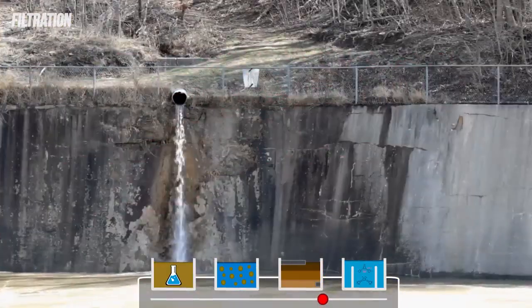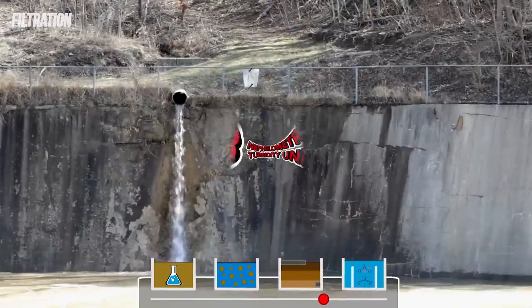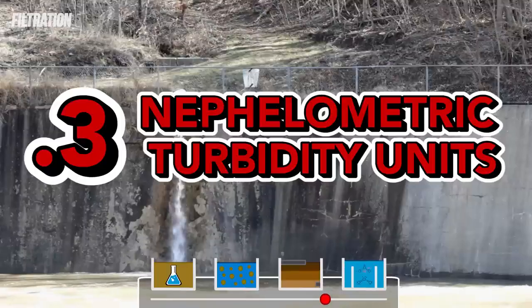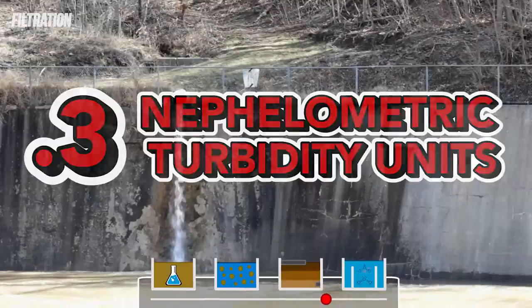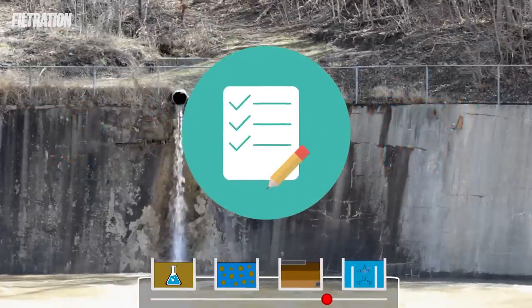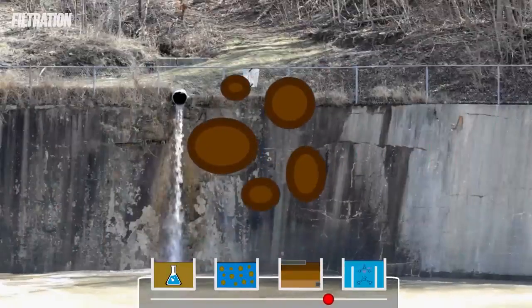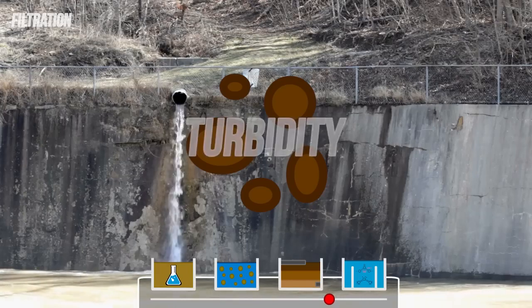Water flowing out of sand filters will need to have a clarity of around less than 0.3 nephelometric turbidity units, or NTU. Try saying that 3 times fast, or whatever local code is used for water clarity. This measurement is essentially just a way to determine the number of particles still remaining in the water, or turbidity.